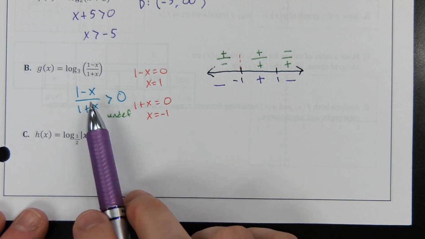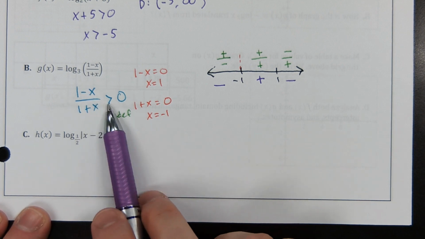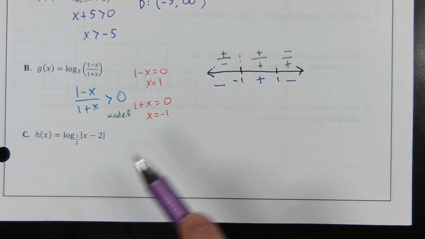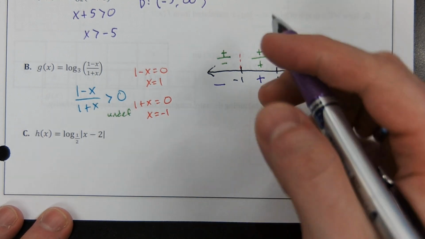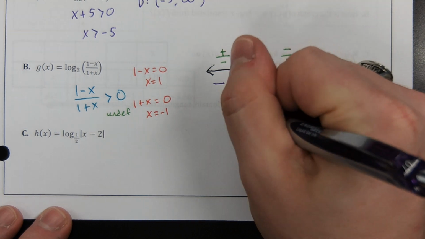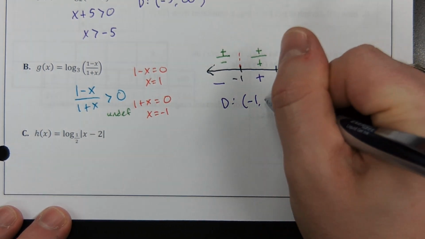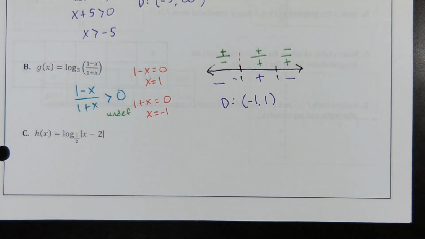Zones where a value is greater than 0 are positive zones. So that's the zone. My domain then is from negative 1 to positive 1. And I cannot include either of those numbers. Negative 1 makes me divide by 0, undefined. Positive 1 makes me try to take the log base 3 of 0, also undefined. So they cannot be included.